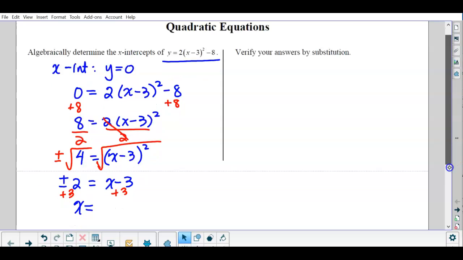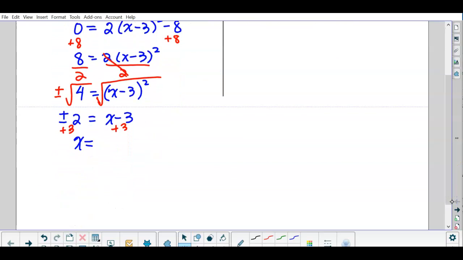So really it is 3 plus or minus 2. And so find those values. What's 3 plus 2 is 5. 3 minus 2 is 1. So there's 2 x-intercepts.